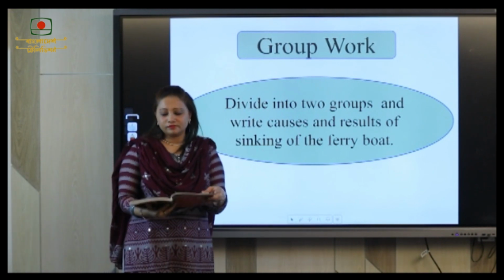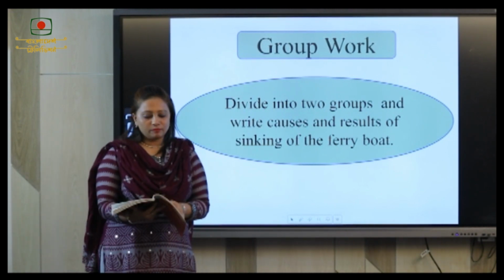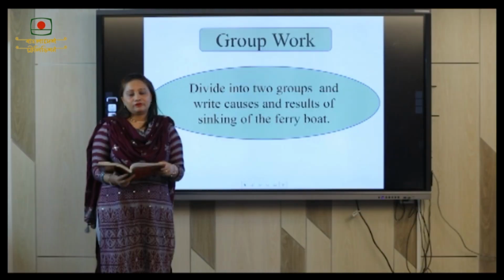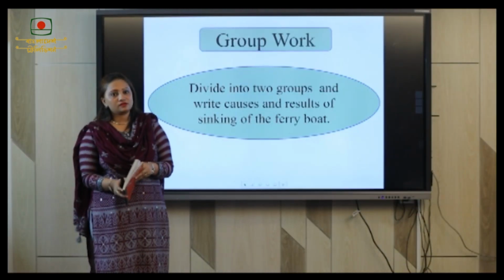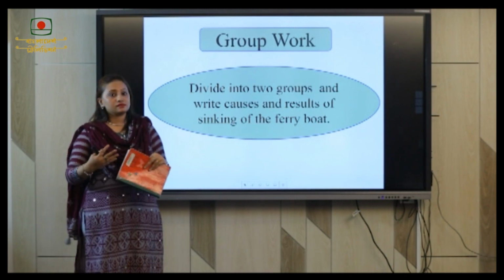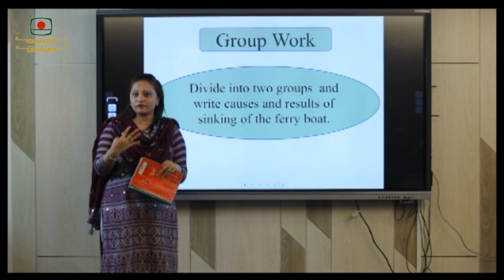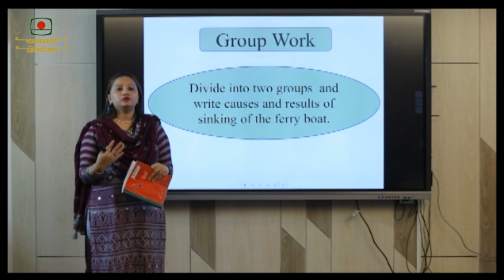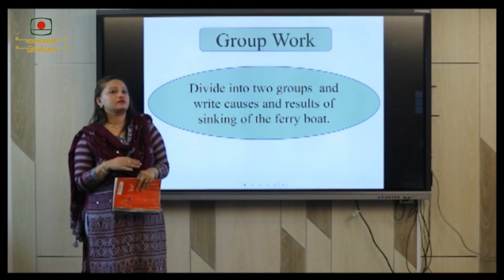So from the book, page number 44, there are multiple choice and question answer. You need to do these things also as homework and make it an assignment. You can consider it as an assignment and you can drop it to your teacher after the school opens.